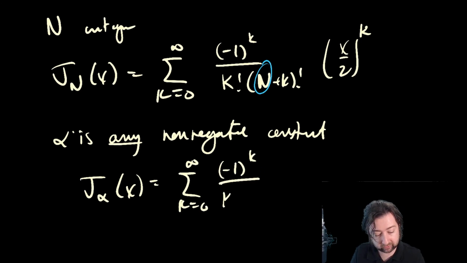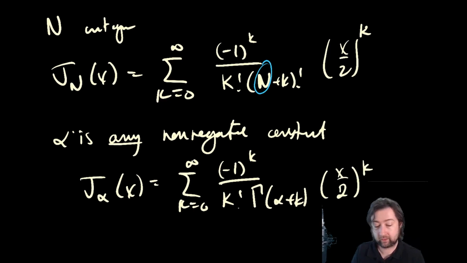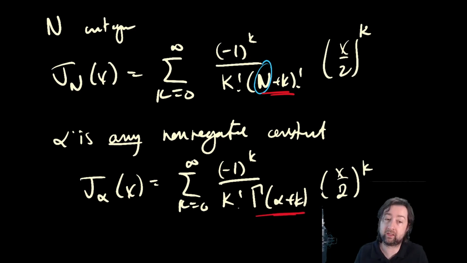The k factorial is still okay, but since I'm replacing n with an alpha, I can't use n plus k factorial. I have to write gamma of alpha plus k times x over 2 to the k. So this move right here, where I went from the factorial to a general gamma function, includes the case that alpha is an integer. Because if it's an integer, then the gamma function just spits out factorials.